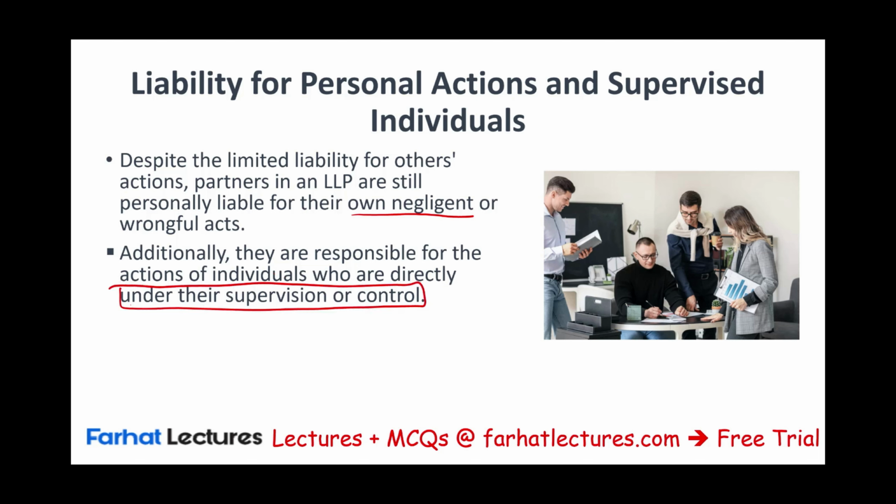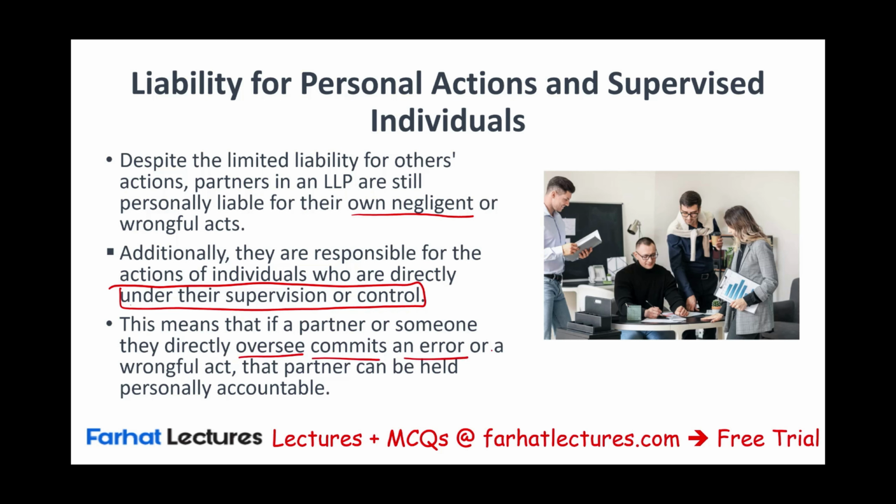Now, if you told your secretary or your clerk the wrong information and they passed it, you cannot blame them. They're under your supervision. They're under your control. It's as if you personally committed that negligence or wrongful act. This means that if a partner or someone they directly oversee commits an error or wrongful act, that partner can be held personally accountable. So I just want to make sure you understand this. It's not only the individual; the people that they supervise and direct, under their control, committed that under their supervision, the person responsible is the partner.